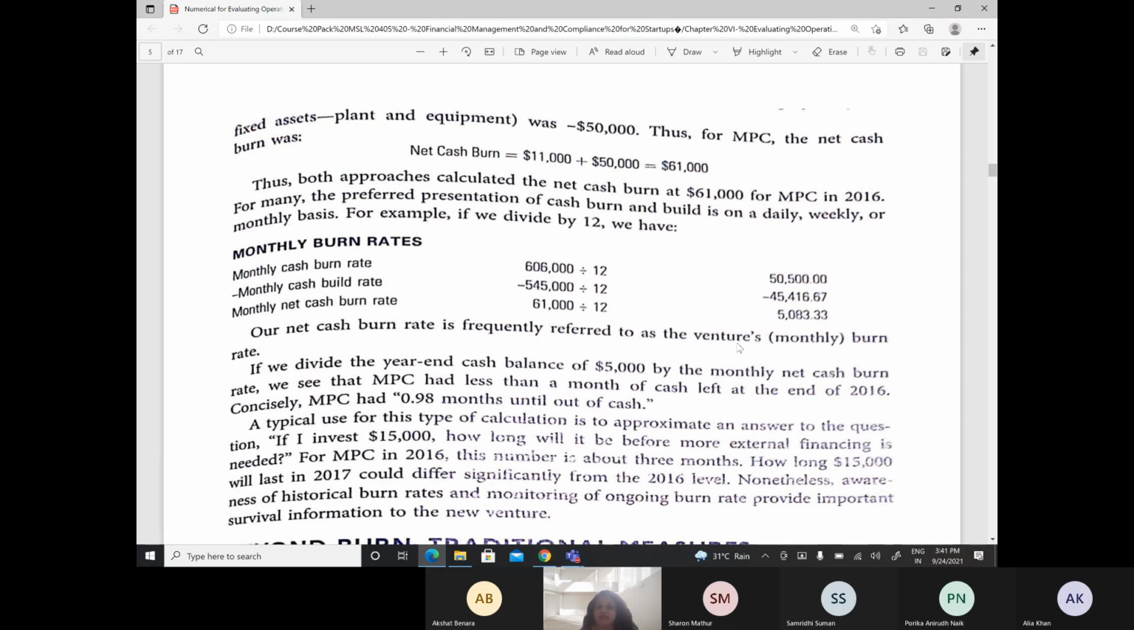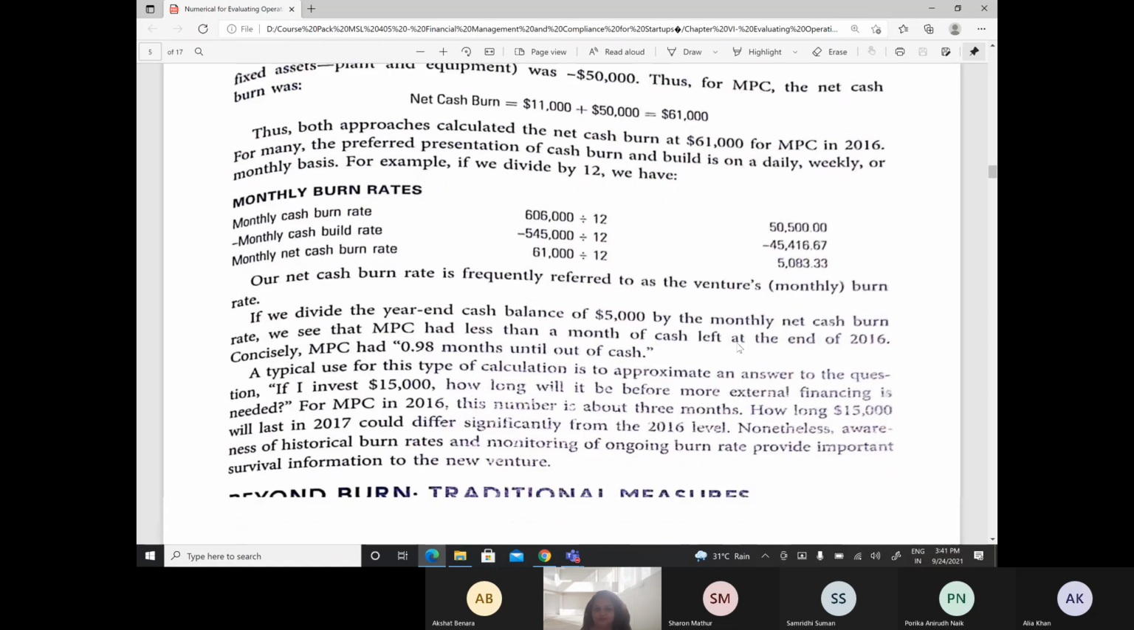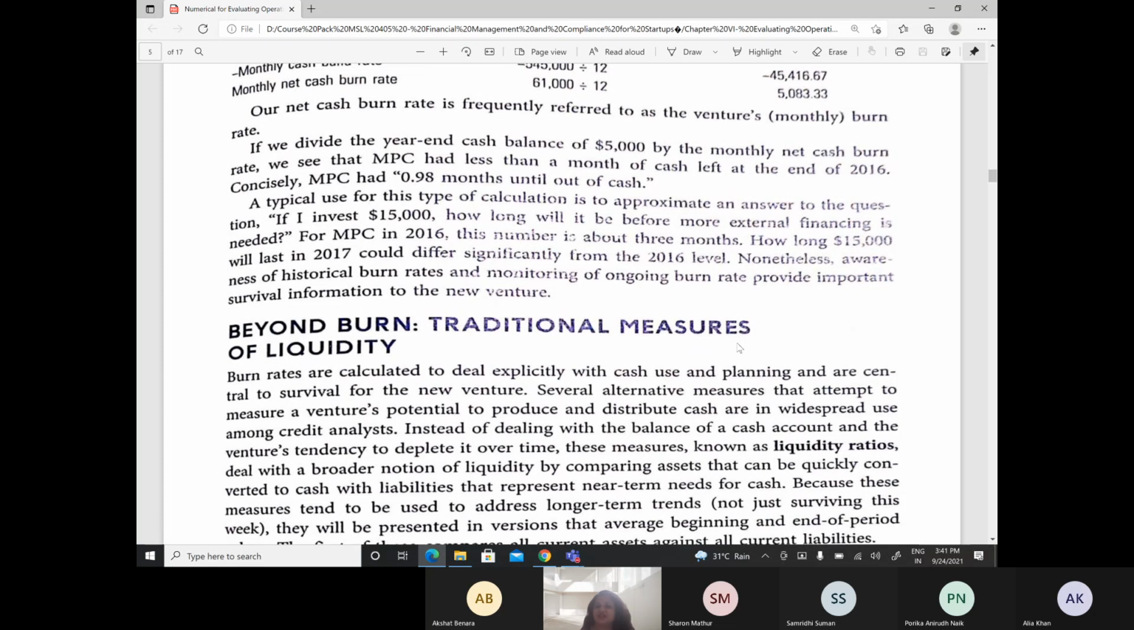For many, the preferred presentation of cash burn and build is on a daily, weekly, or monthly basis. For example, if we divide by 12, we have a monthly cash burn rate of 606,000 divided by 12, which is 50,500, minus monthly cash build rate, that is 545,000 divided by 12, which is minus 45,416.67. And so the monthly net cash burn rate is 61,000 divided by 12, that is 5,083.33. So our net cash burn rate is frequently referred to as a venture's monthly burn rate.